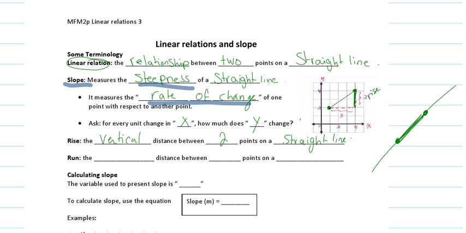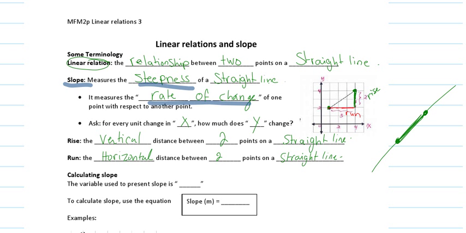Then we have the run. Run means the horizontal distance between the 2 points on a straight line. So in that case, you're going horizontally from that point to that point, and that would be your run. Okay? So you're going to take the 2 points, form kind of a right triangle, and that would give you your rise and your run so you can find your slope.